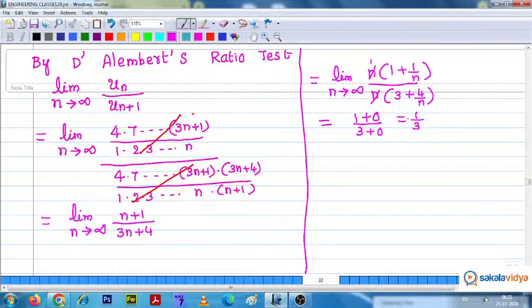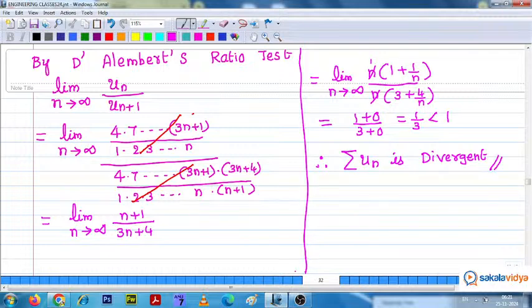So 1 upon 3. So what is our statement now? See, as per the D'Alembert test, whenever limit n tends to infinity, un by un plus 1 is L, if L greater than 1 converges, L less than 1 it diverges. So this is less than 1. So therefore we can state that sigma un, the given series, is divergent. So the problem has been solved.